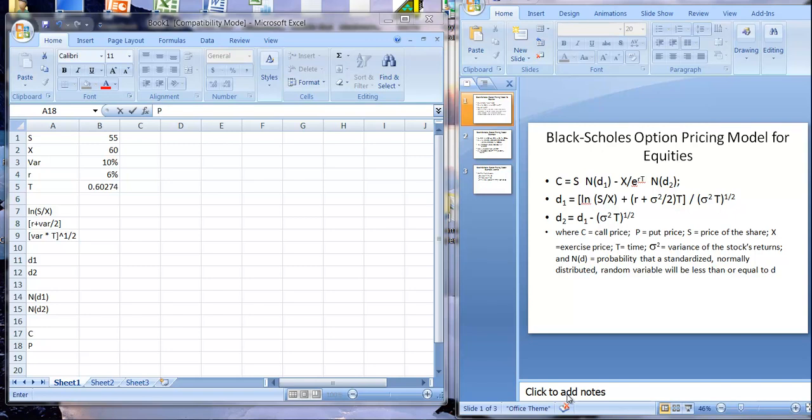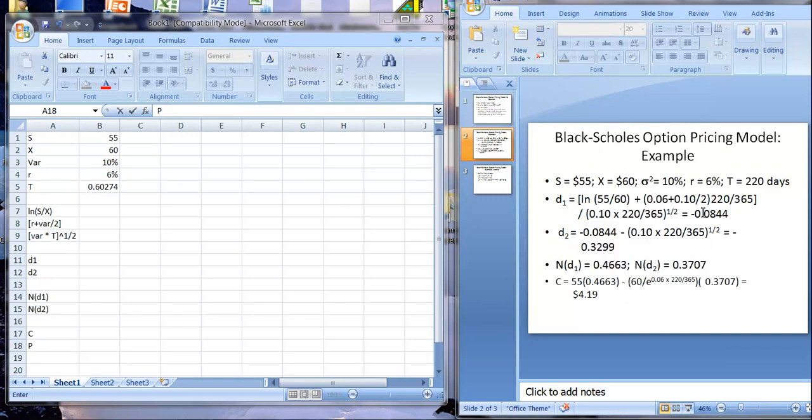I want to finish my discussion of the Black-Scholes option pricing model by showing you how to work this out in Excel. And over on the right, I have the formula for the Black-Scholes option pricing model. And if you scroll down here, I actually have an example.